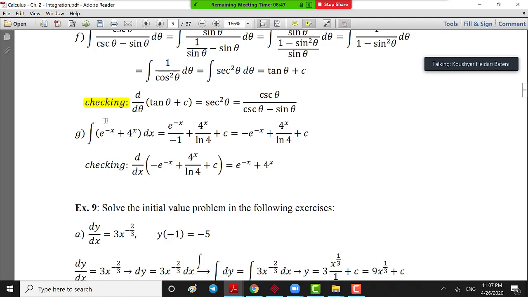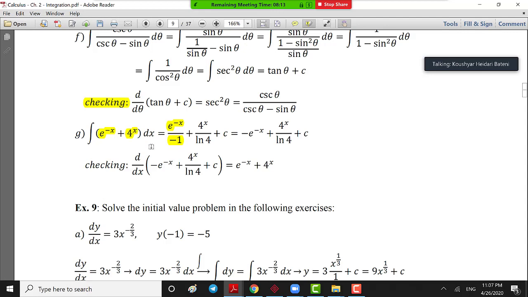Now, for this part, we are lucky and we have something in the antiderivatives table. The result of this integration is e to the minus x over minus 1. You remember that the antiderivative for e to the kx would be e to the kx over k plus c, right?